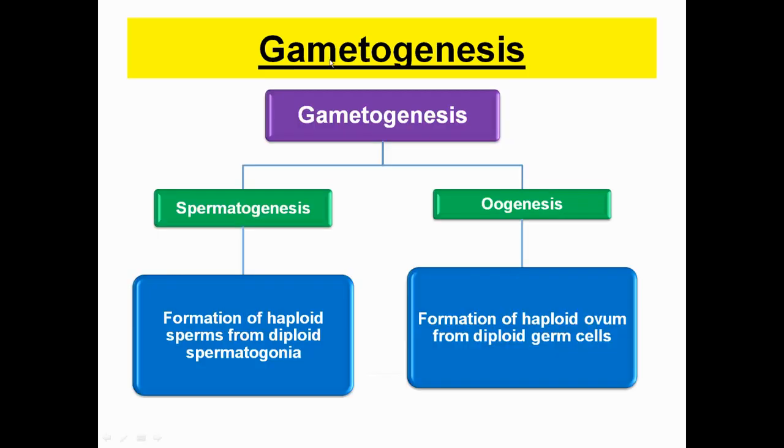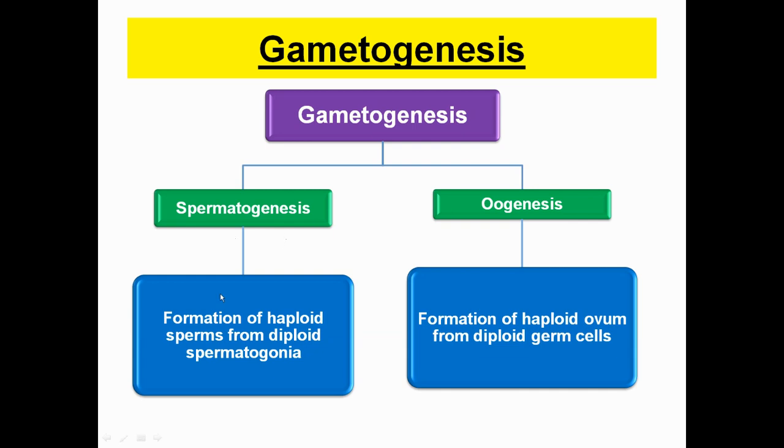Let's begin. First of all, you can recall what is gametogenesis. What is gametogenesis? Tell me. Right, that is the process of formation of gametes. And in humans, it is divided into two parts, that is spermatogenesis and oogenesis.